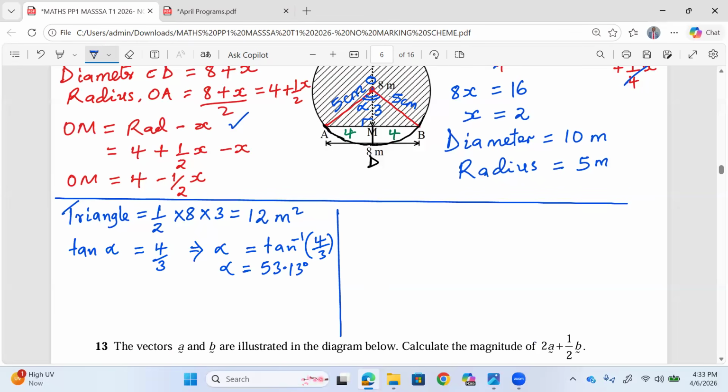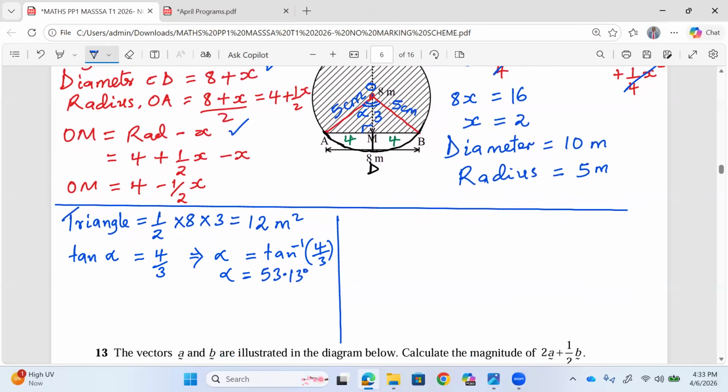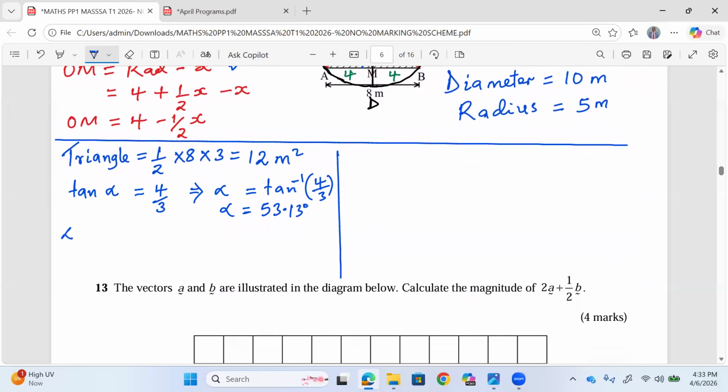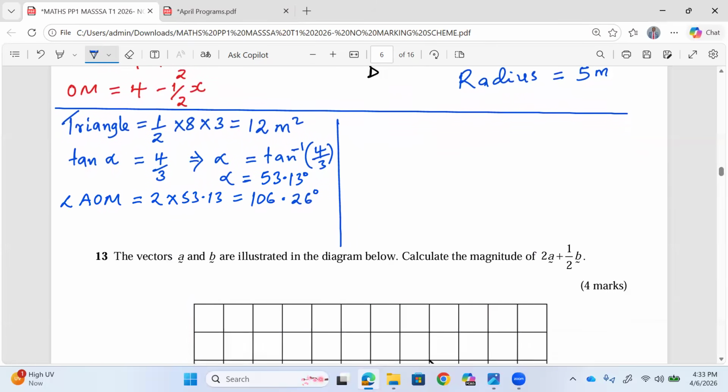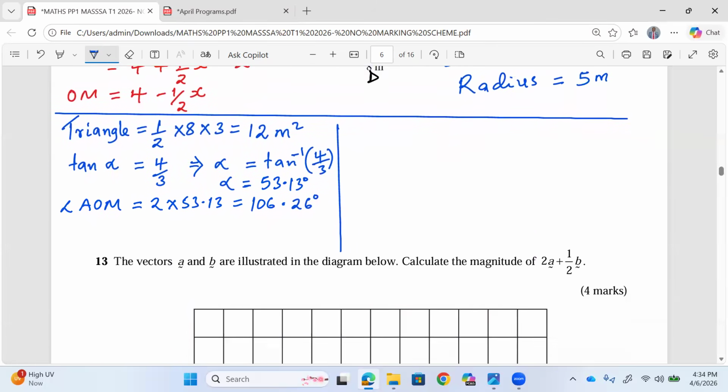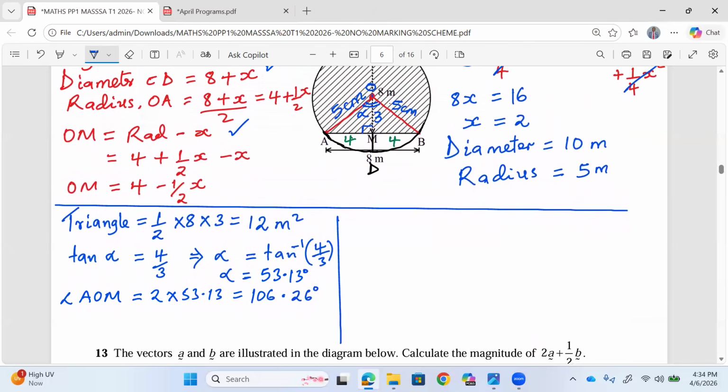After getting that small angle, what about the whole angle AOM? The angle AOM shall be 2 times 53.13. This becomes 106.26 degrees.